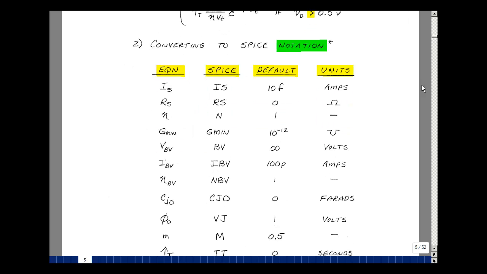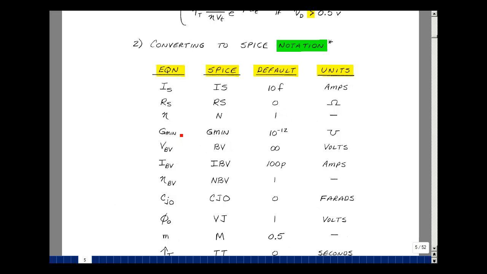Of course, we've seen I sub S before. That has a default value of 10 femtoamps, and it's just capital I sub capital S, although the PSpice program will also take lowercase letters. The resistor R sub S is noted as RS, has a default value of 0, and of course has units of ohms. Eta, we've seen before, has the symbol N with a default value of 1 and is dimensionless.